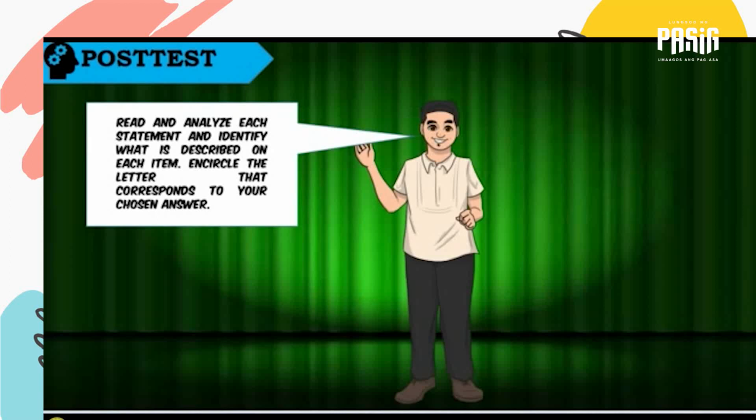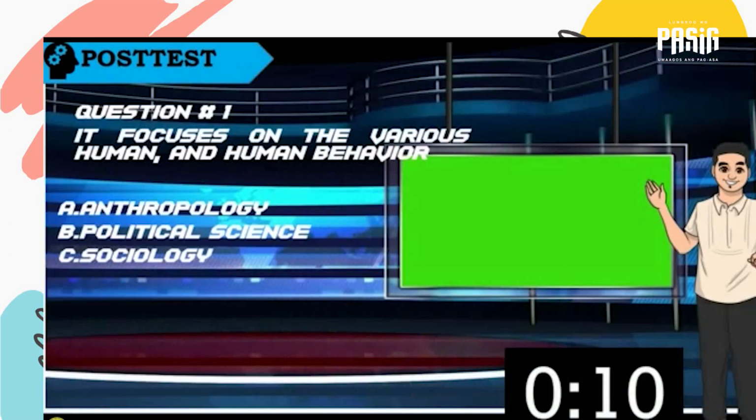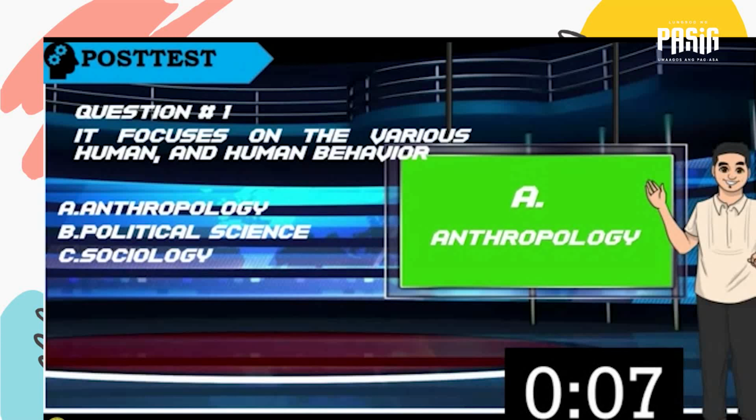Read and analyze each statement and identify what is described in each item. Encircle the letter that corresponds to your chosen answer. Question number 1. It focuses on the various human and human behavior. Letter A, anthropology. B, political science. C, sociology. The correct answer is letter A, anthropology.